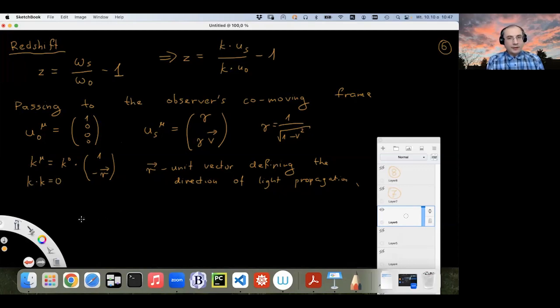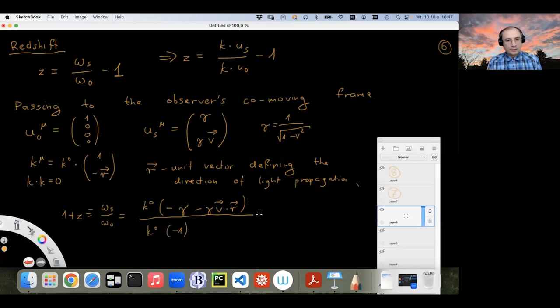And in this setup, we can calculate Z again. So let's write this one. 1 plus Z equals omega_s over omega_o, which is equal to k times u_s over k times u_o. So let's calculate k times u_s. This is k0 from this. Then we have 1 times gamma, but with a minus. And then we multiply this with that. So that's minus gamma v times r. And in the denominator, we've got this times this. So that's again k0, and we only have minus 1. So the result is in the end very nice. It's gamma times 1 plus v times r.